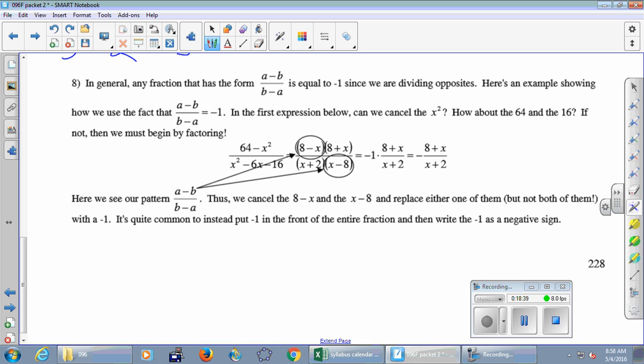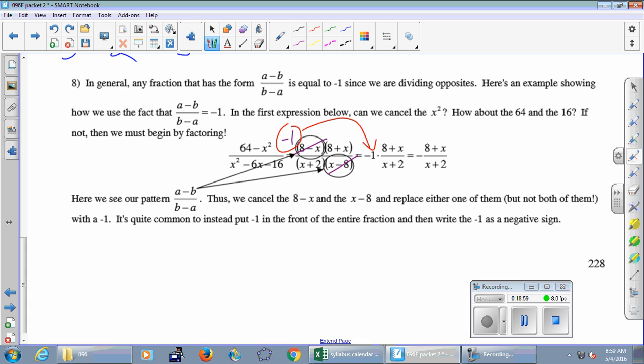It's kind of hard not to see it because those are the things that are circled, right? So 8 minus x on top and x minus 8 on the bottom. And so here's how it works in practice. You cross them off, but they're not equal to each other. They give you a negative 1. And so the way that we write that is right there.